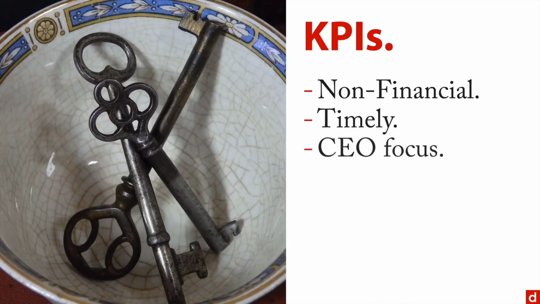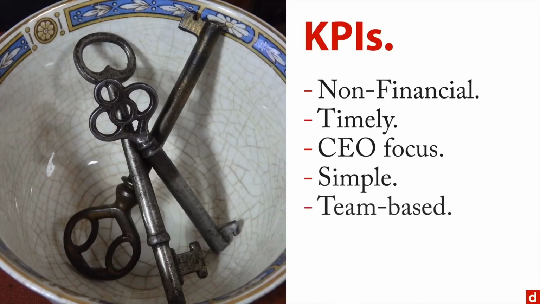They should have a CEO focus. So the senior management team are the ones who generally make the decisions that affect how the organization acts on the KPIs. They should be simple. So everybody in the organization knows what they are and knows what to do about them. They should be team-based. So teams can take joint responsibility for meeting each one of the KPIs.